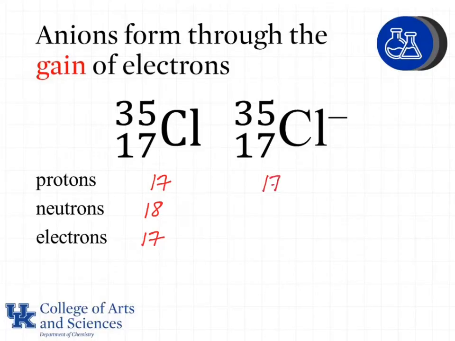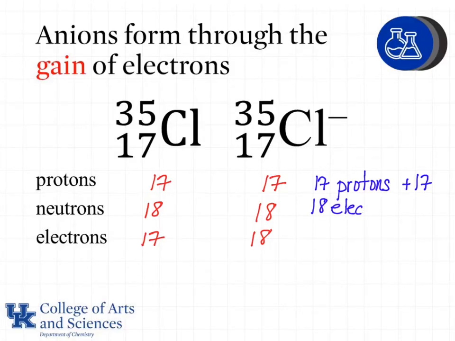And so we still have 17 protons and 18 neutrons because it's still chlorine, so it must have 17 protons. And then we get 18 electrons. So we've gained 1 electron to have overall a minus 1 charge. Because we have 17 protons, each with a plus 1 for a total of plus 17, and 18 electrons, each with a charge of minus 1 for minus 18, overall our charge is going to be minus 1. Remember that neutrons are neutral and do not contribute to the charge in an atom.